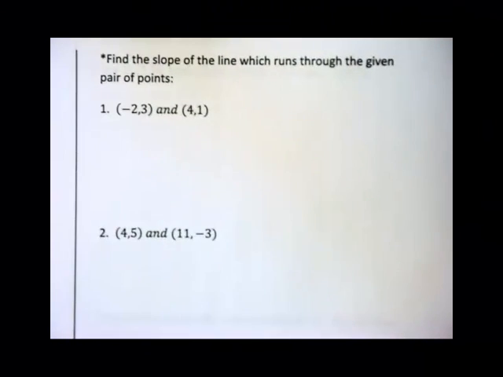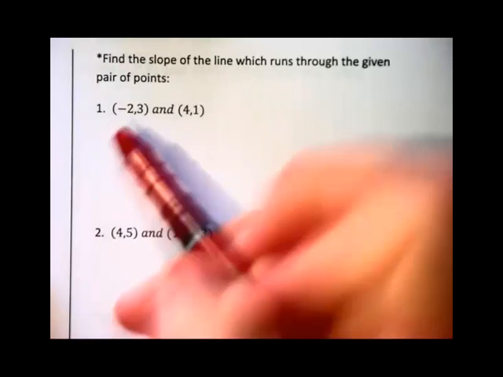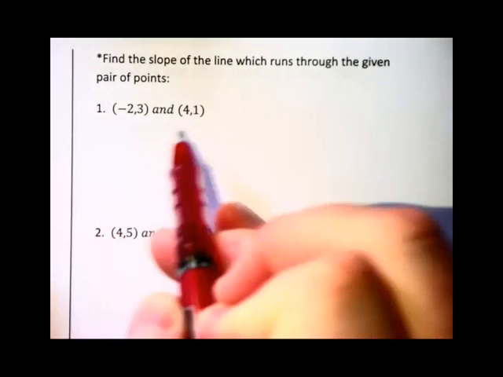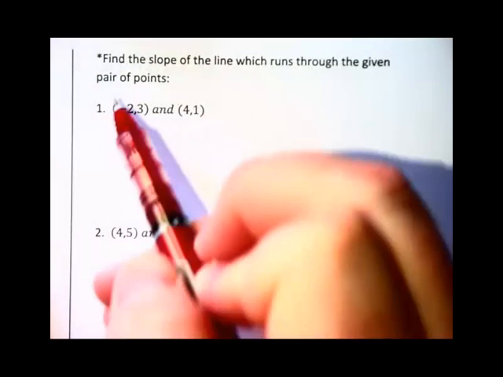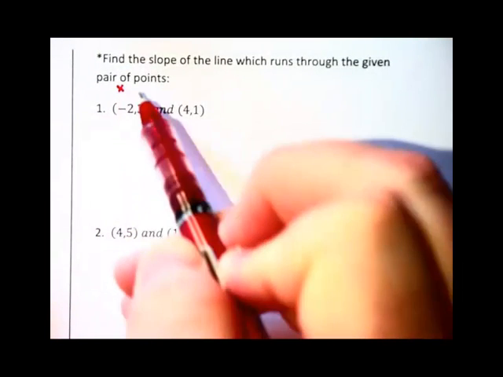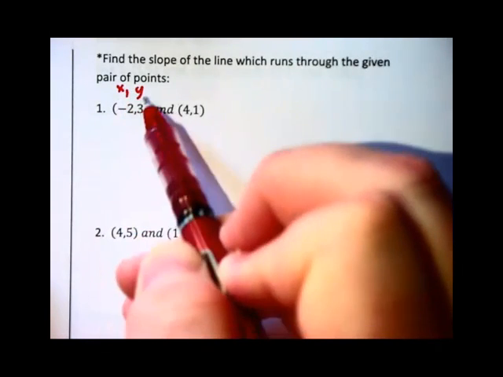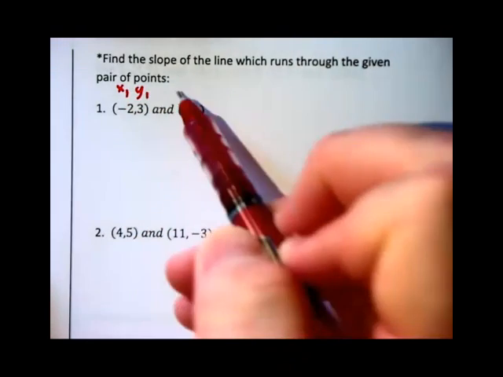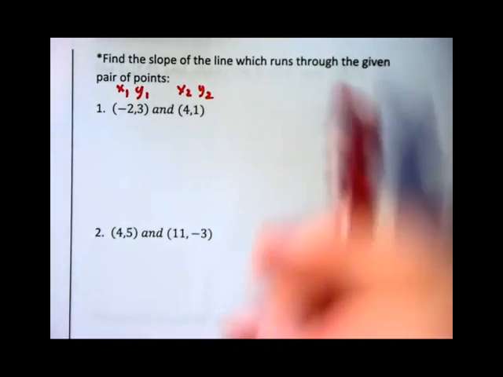We are not given the graph. Instead, we are given 2 points and we want to find the slope of the line which contains those 2 points. We could draw a graph, but that might be a little unwieldy at times. So instead we say this is my first point of the form x, y, but since it's the first point we call it x sub 1, y sub 1. And the second point will be x sub 2, y sub 2.